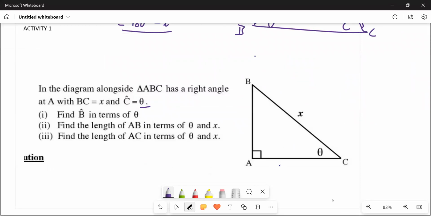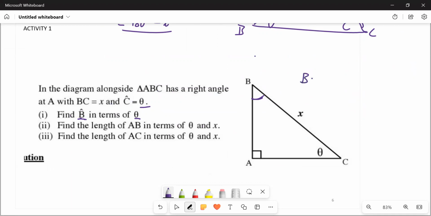Now, this is a good examination question. On a good examination question, they will start by saying, in the diagram, we have A, B, C. They say we should name B in terms of theta. So they want us to tell them what this angle here is in terms of theta. Now, what is this? This is a right angle triangle. So what is going to be this P in terms of theta?